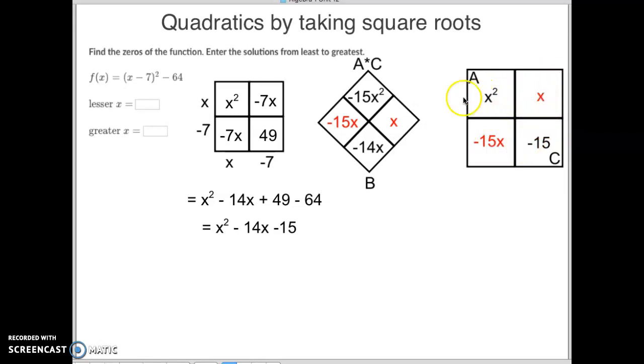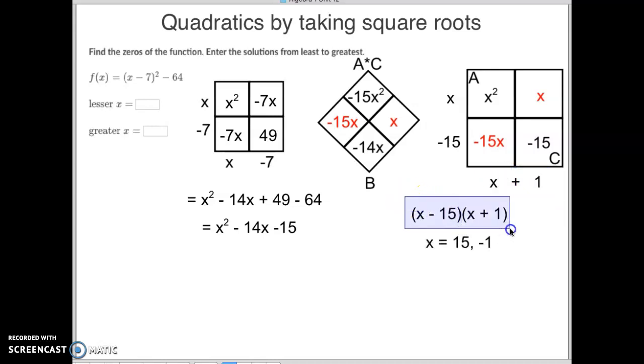What do these two have in common? Well, they have an x in common. What do these two have in common? They have a negative 15 in common. These two happen to have an x in common, and these two really have nothing in common. When you have nothing in common, you always have a positive 1 in common. So those are our factors, which means the factors are x minus 15 and x plus 1.